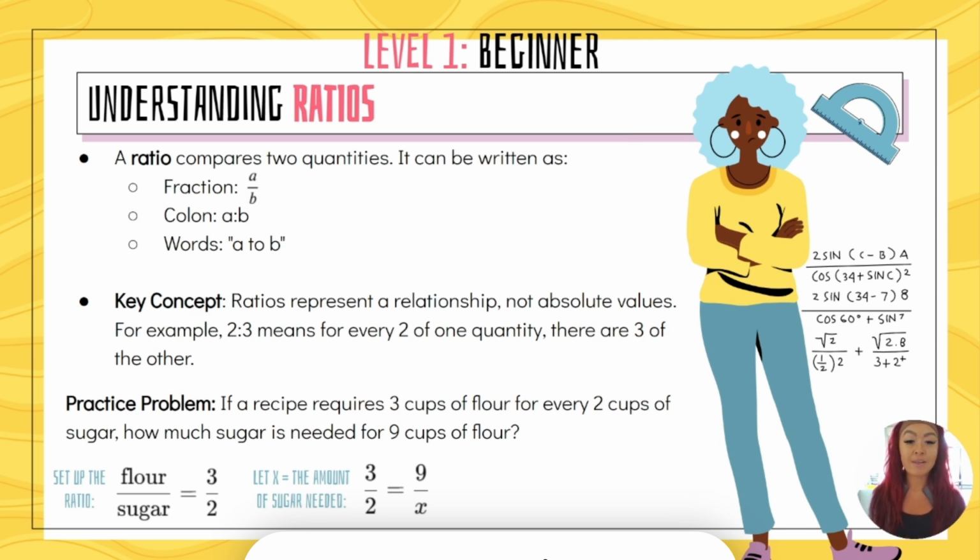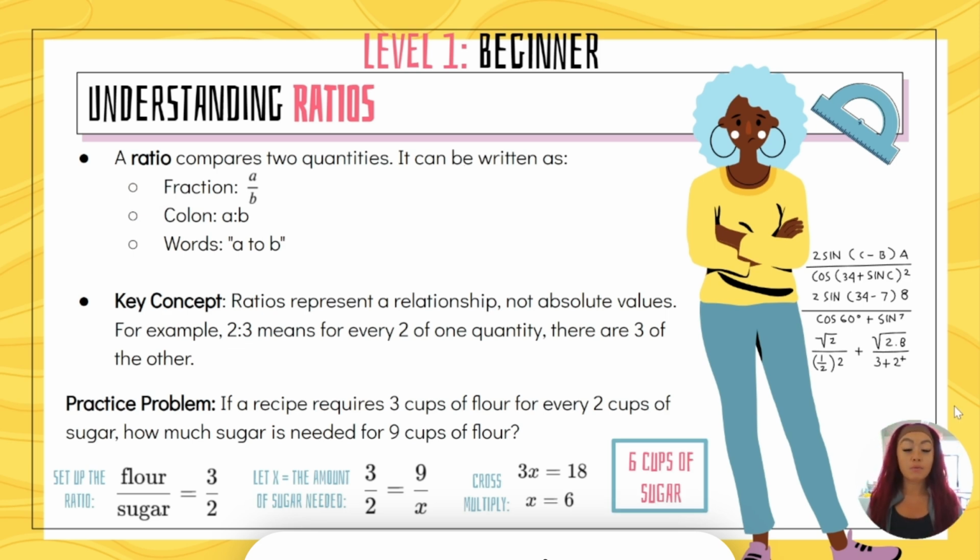So our proportion is 3 over 2 equals 9 over X. And then to solve for X, we'll cross multiply, right? We get 3X equals 18. We'll divide both sides by 3, and we get X equals 6. So 6 cups of sugar are needed.